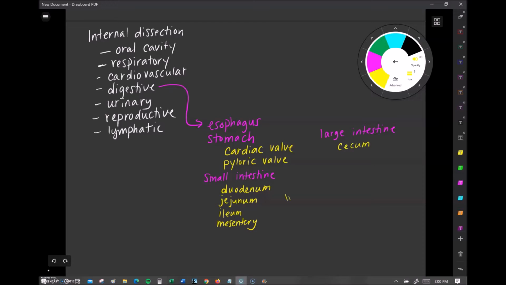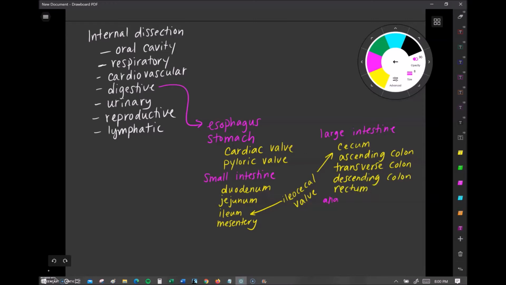And then in between the ileum and the cecum is the ileocecal valve. So that is the valve in between the small and the large intestine. And then the portions of the large intestine are referred to as the ascending colon, the transverse colon, and the descending colon. And then the last few inches of the descending colon is the rectum, and we'll identify that. And then the anal sphincter, as well as the liver, the gallbladder, and the pancreas.